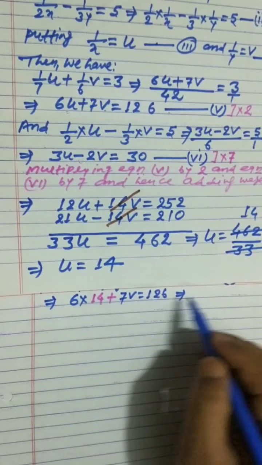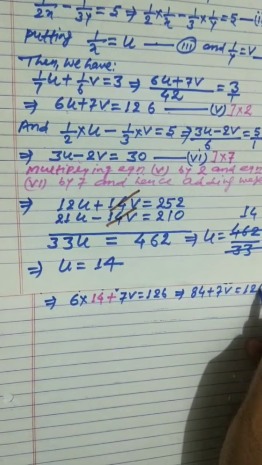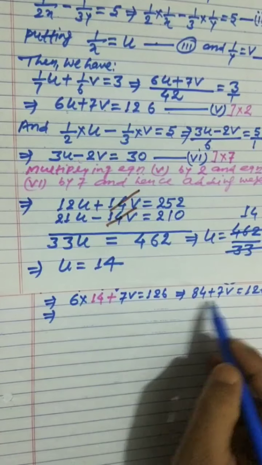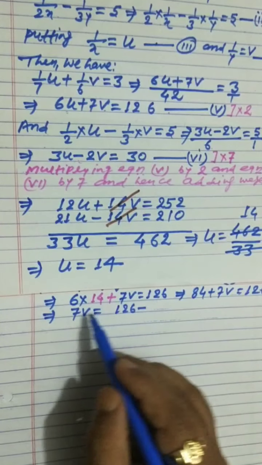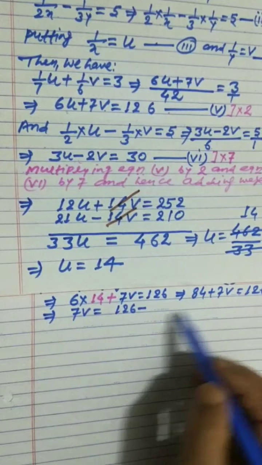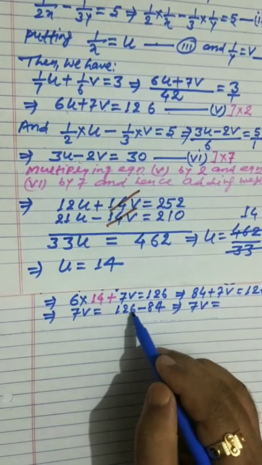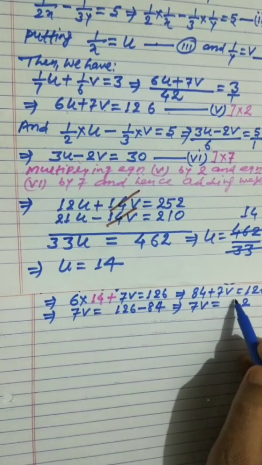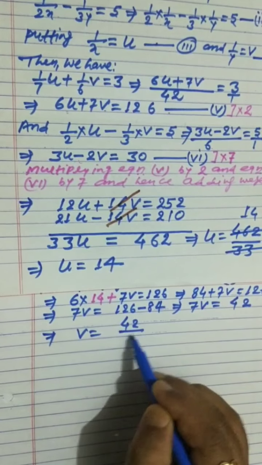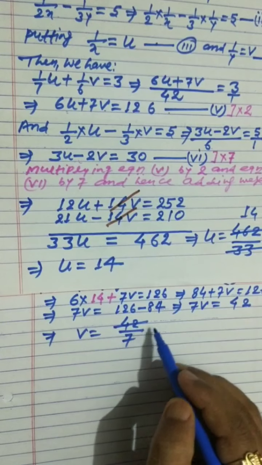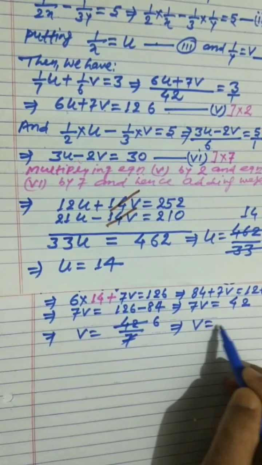Then 14 times 6 is 84, plus 7v will be equal to 126, and this implies that 7v will be equal to 126 minus 84. So 7v will be equal to 6 minus 4 will be 2, and 12 minus 8 will be 4. Then the value of v will be 42 divided by 7, that is it will be 6. We have to cancel it, so v will be equal to 6.